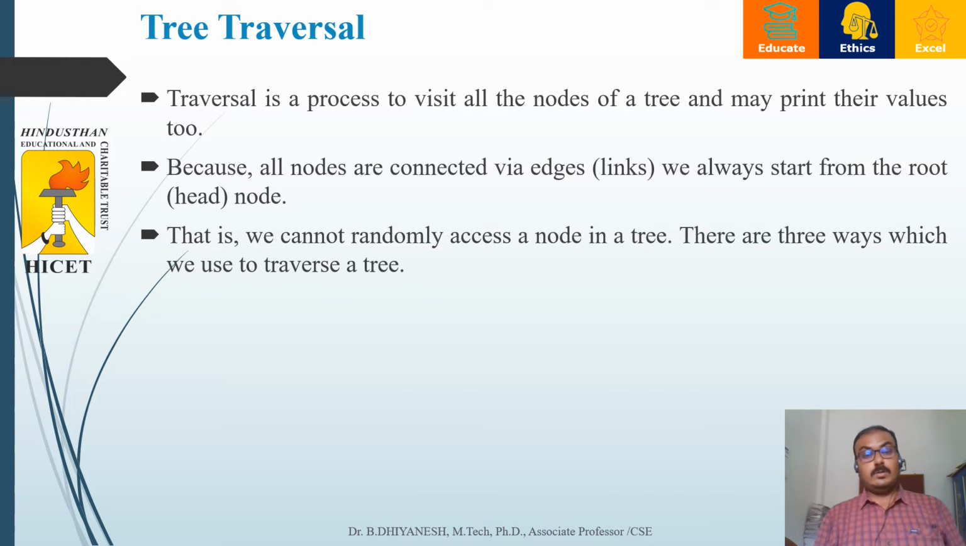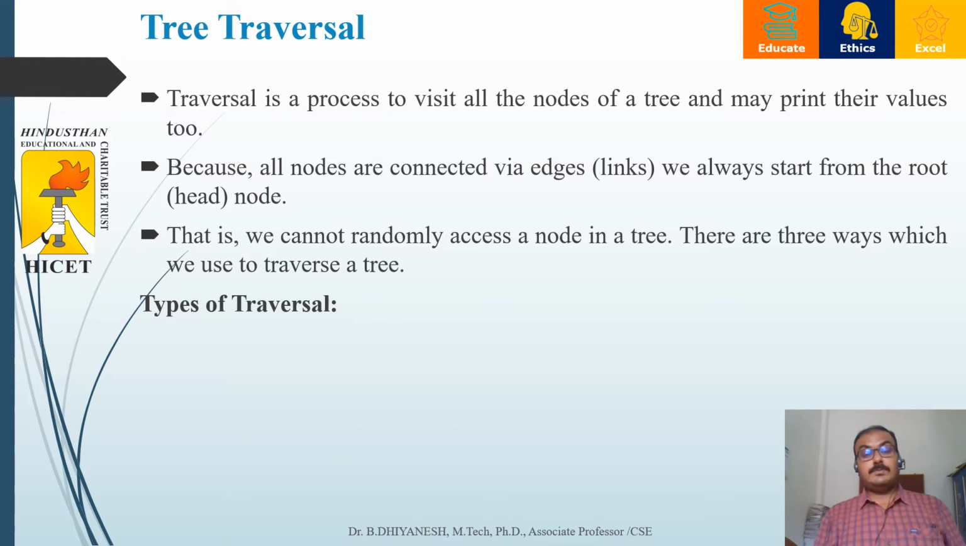Next important topic, tree traversal. Traversal is a process to visit all the nodes of a tree and may print their values too. Because all the nodes are connected via edges, that is, links, we always start from the root head node. That is, we cannot randomly access a node in a tree. There are three ways which we use to traverse a tree. Let us look at them one by one.